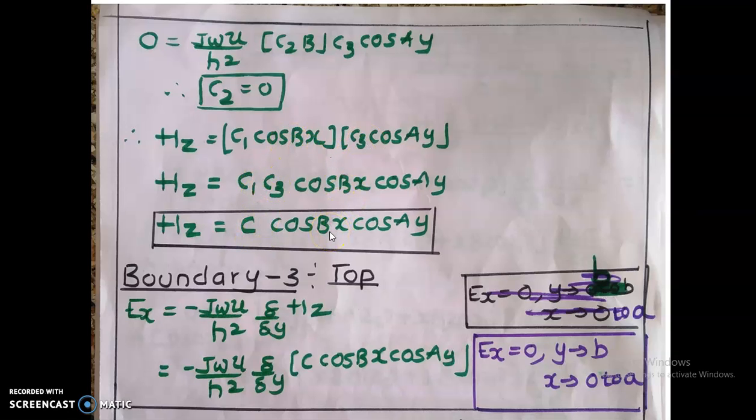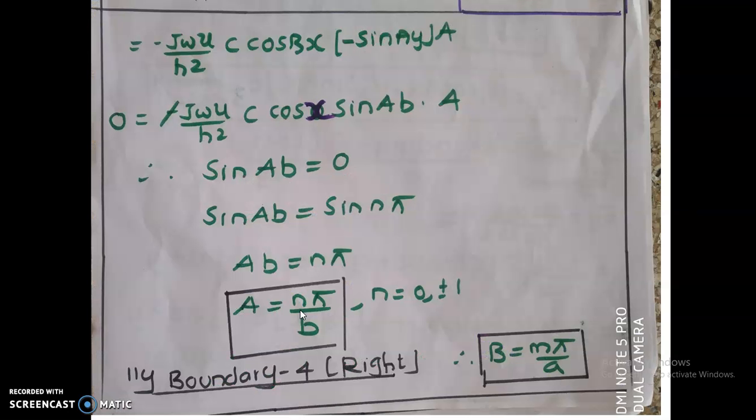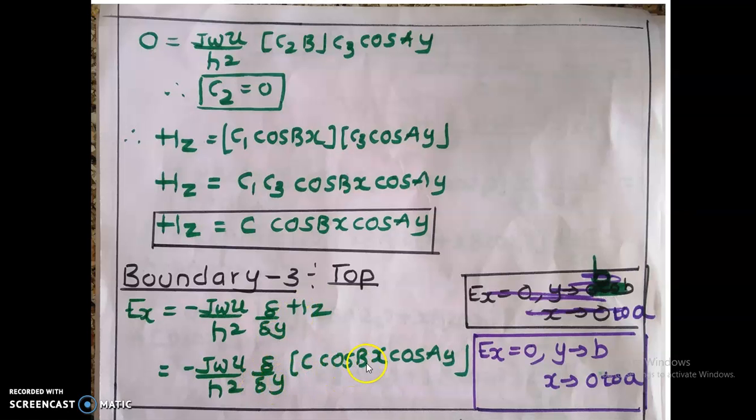The next one is using the boundary condition at the top. Again you take Ex as a reference, and you do the partial differentiation with respect to y of Hz. Now substitute this Hz here and do the partial differentiation. The partial differentiation with respect to y makes cos become minus sine. One more point to be noticed is that at the top, Ex is equal to 0, again the surface field becomes 0.